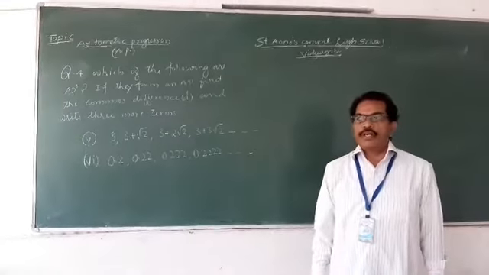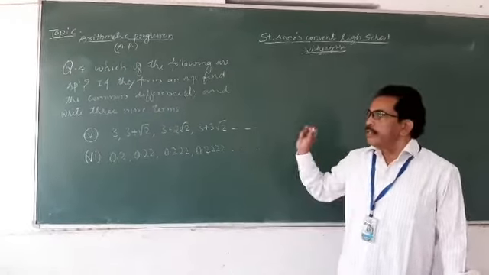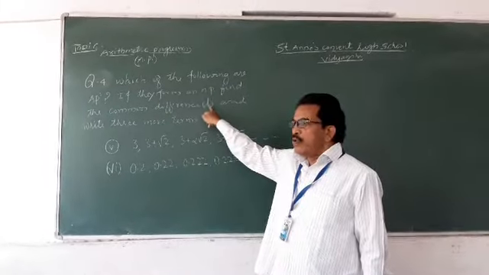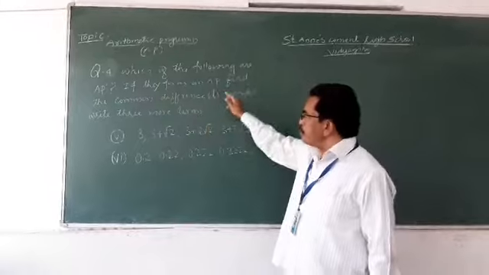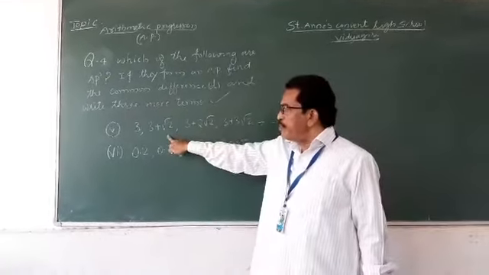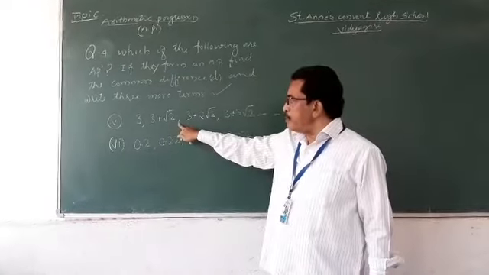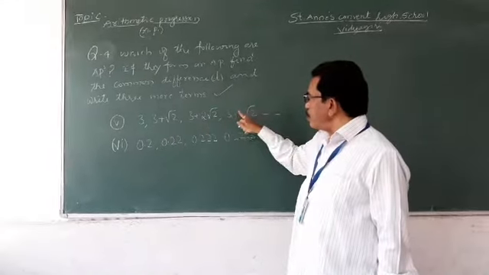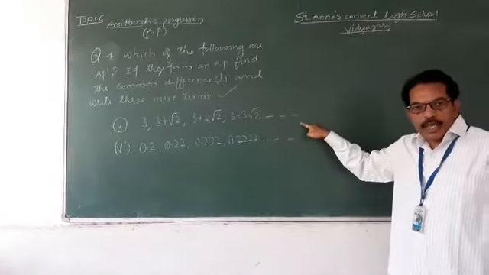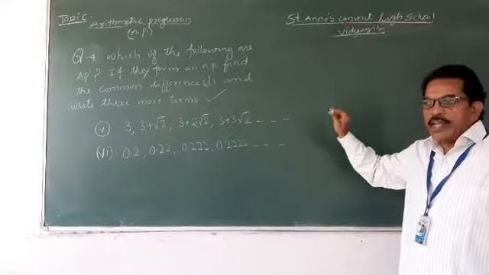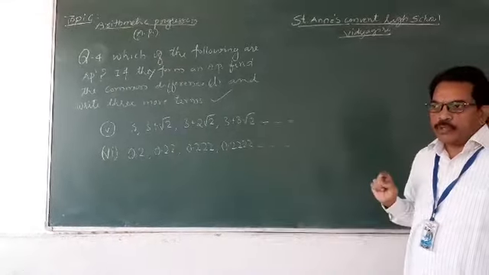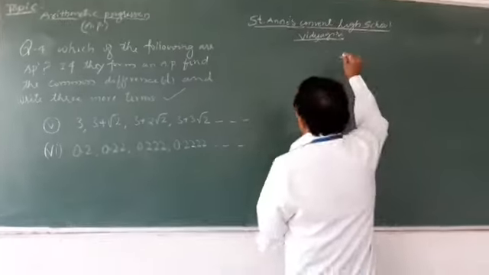Student, yesterday we solved the first four problems. Today let us continue from the fifth one. The question is the same, don't write it once again. Continue from the fifth one: 3, 3 plus root 2, 3 plus 2 root 2, 3 plus 3 root 2. We have to check whether it is in AP or not, and if it is in AP, we have to find 3 more terms. Okay, let us have the solution.